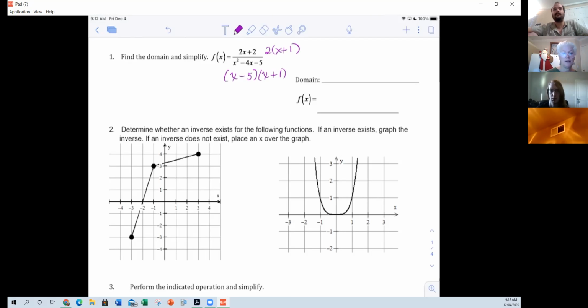So the domain would be all x that's not equal to 5, because if you said x minus 5 equals 0, you get x equals 5. X plus 1 equals 0, you get x equals negative 1. So the domain is x can't equal those two numbers. And then if you simplify this, the x plus 1s will cancel, and you're left with 2 over x minus 5.